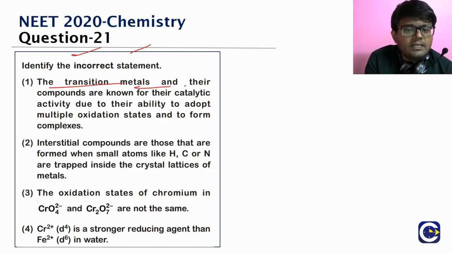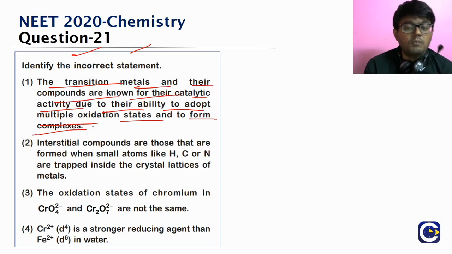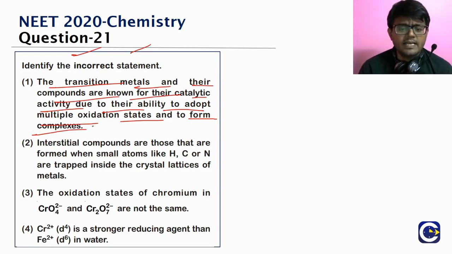The transition metals and their compounds are known for their catalytic activity due to their ability to adopt multiple oxidation states and to form complexes. Yes, that is one of the reasons why transition elements like platinum, palladium, nickel are able to act as catalysts in various chemical reactions as well as industrial methods of preparation. Like we look at the hydrogenation of oils, or the hydrogenation of alkenes, alkynes. So various reactions, right?